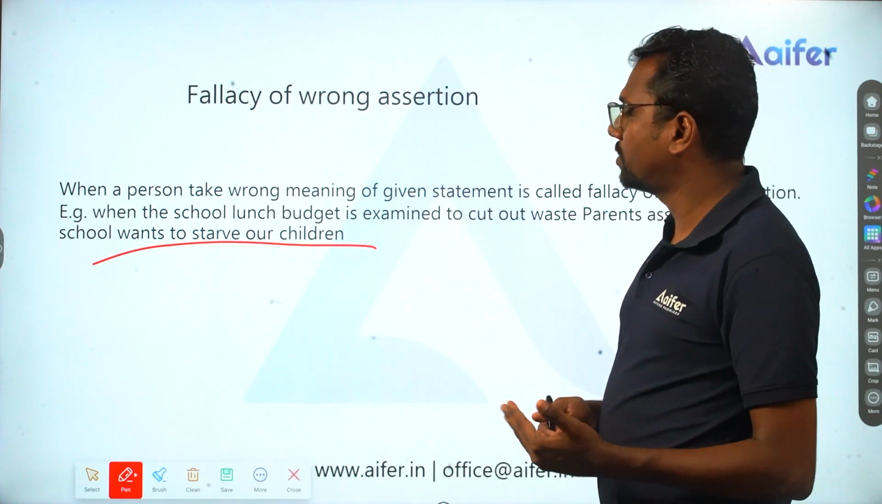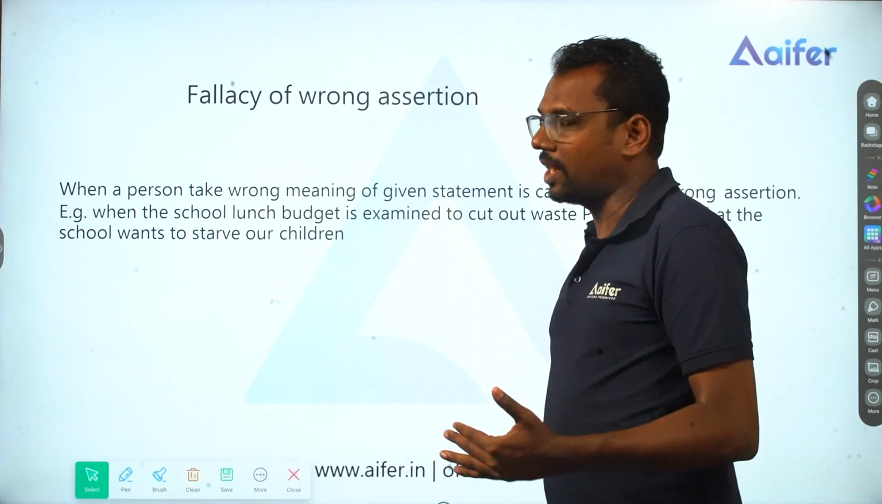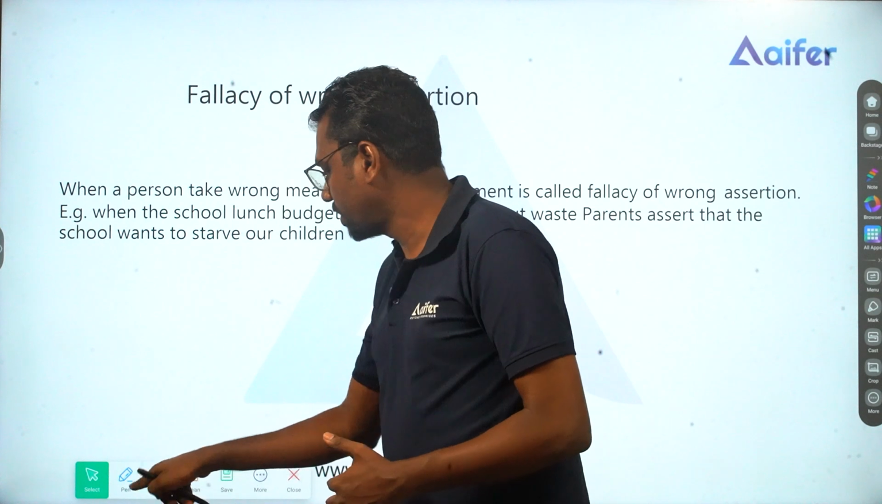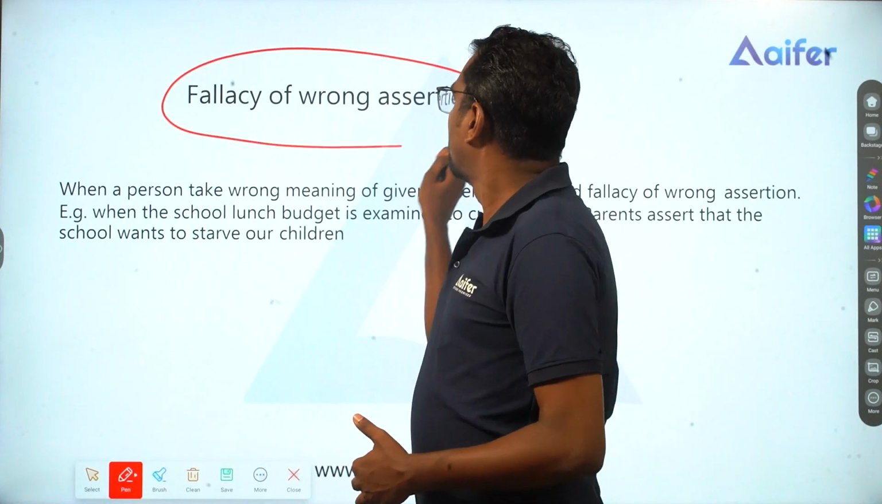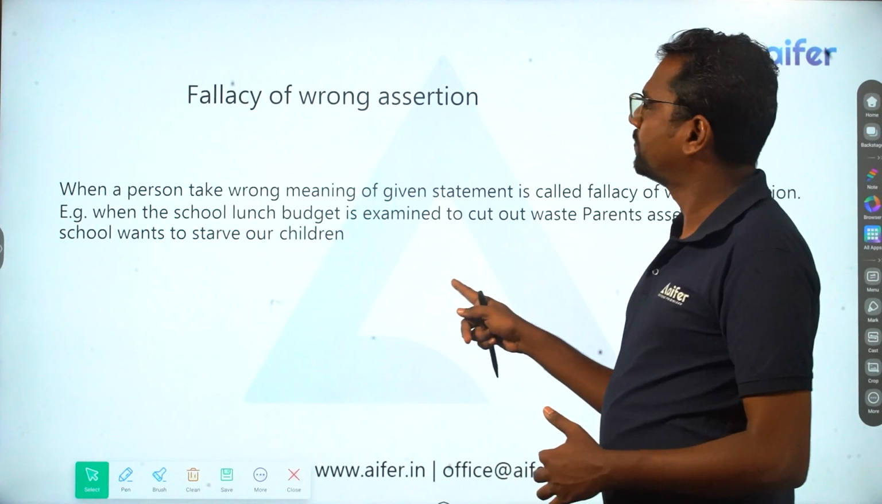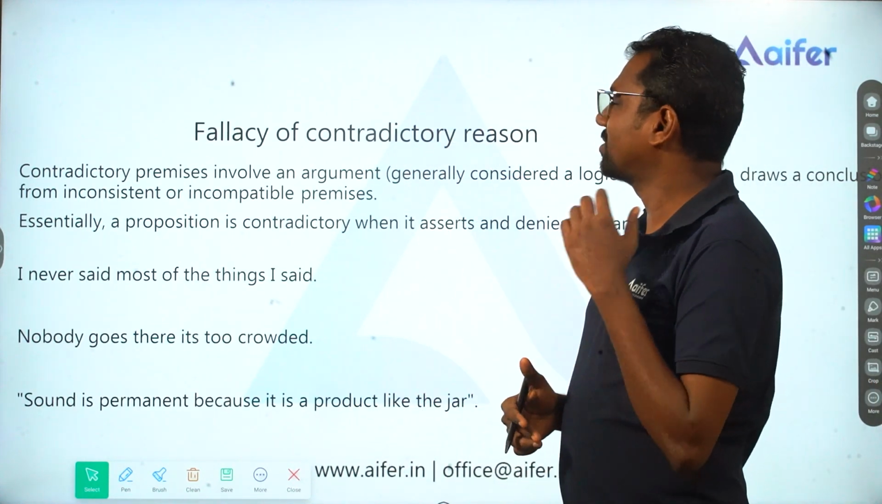Parents believe that schools want to starve their children. So that's what we have, fallacy of wrong assertion. Then moving to the next one, we have fallacy of contradictory reason.